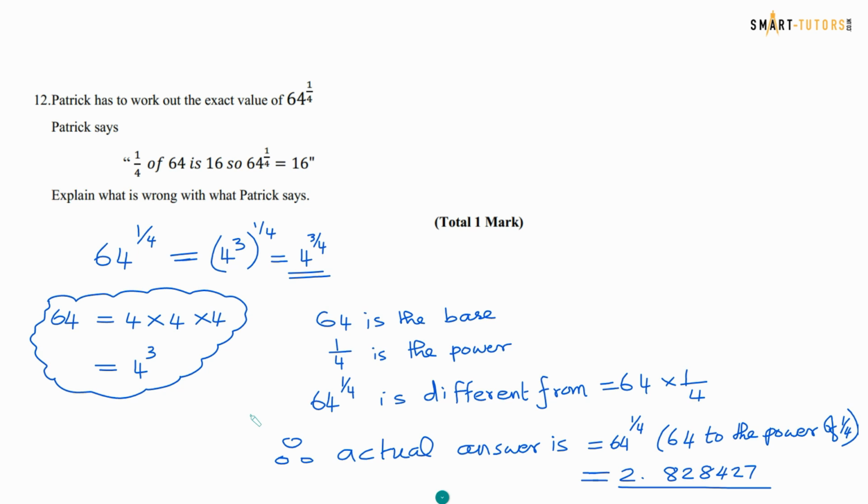But 64 is the base number, and a quarter is the power. So you need to treat this as a power question, not as a fraction. How Patrick is doing it is 64 times 1/4. That's a fraction question; this is a power. So the answer for 64 to the power 1/4 is not equal to 64 times 1/4. So you can say it's wrong and show your working, and you can express the correct answer as a decimal number. So 64 to the power 1/4, press the calculator and get the answer. That is the answer for question number 12.